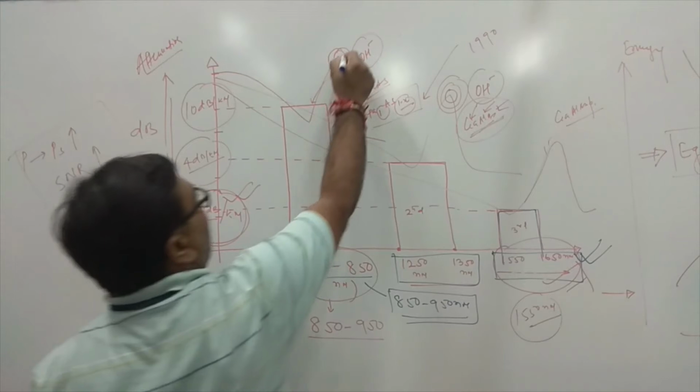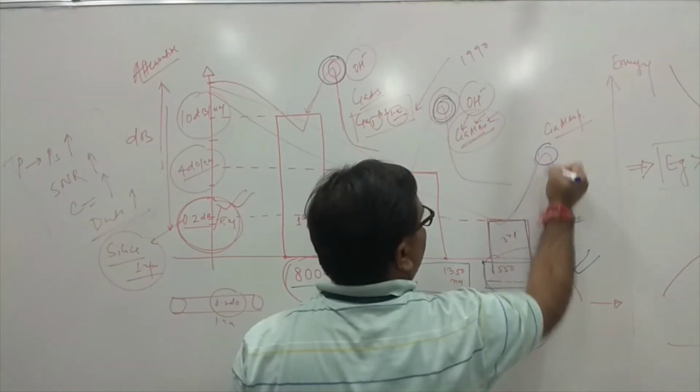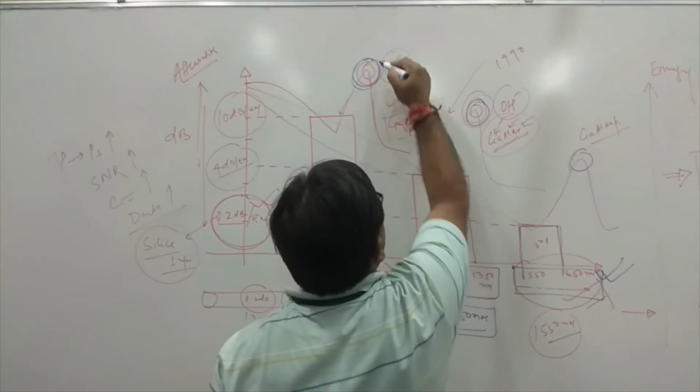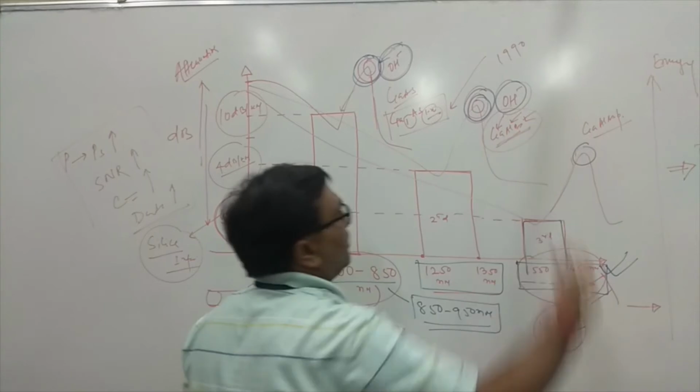One concept is very important. Why does this peak appear in the third window? Why do these peaks appear? Due to hydroxyl ion absorption, the OH minus ions.